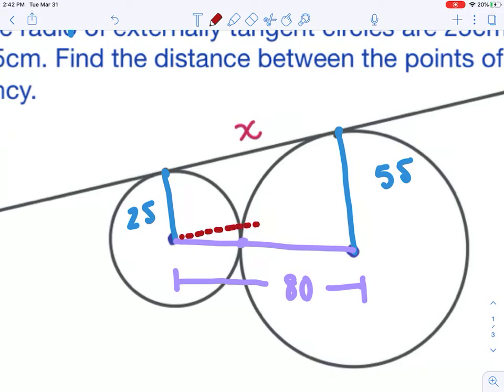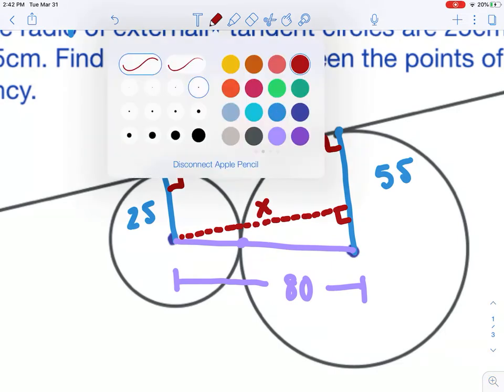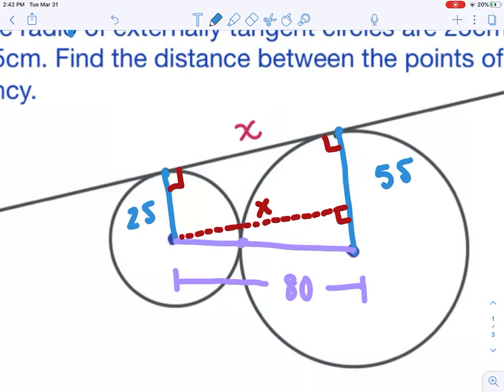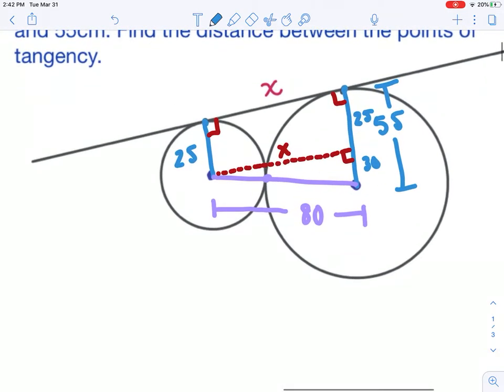Right now it was a trapezoid. What I had drawn was a trapezoid, but I'm going to break it into this. These are points of tangency, so they're right angles. I'm going to break that into a rectangle and a triangle. If this is 25, then this half is 25, and this half is 30. The whole thing's 55. So I'm going to do Pythagorean theorem with that skinny little triangle right there.